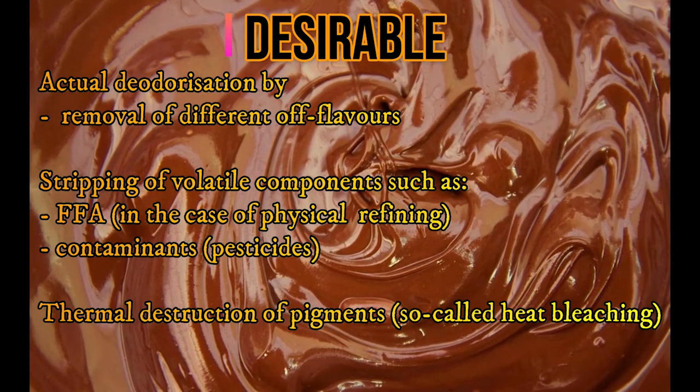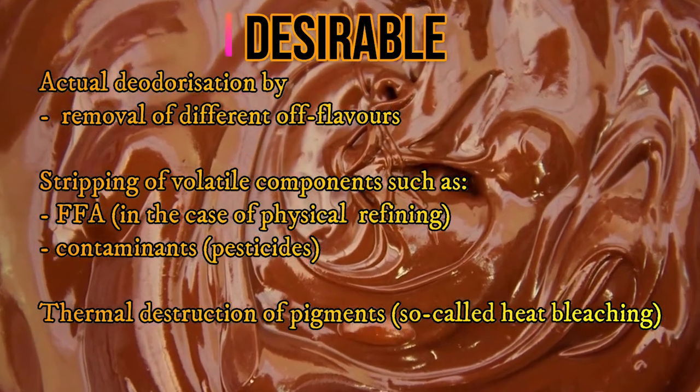Second, it is stripping of volatile components, such as, first, free fatty acid in the case of physical refining. Second is the contaminants, which is the pesticides. And lastly, the thermal destruction of pigments, also called heat bleaching.